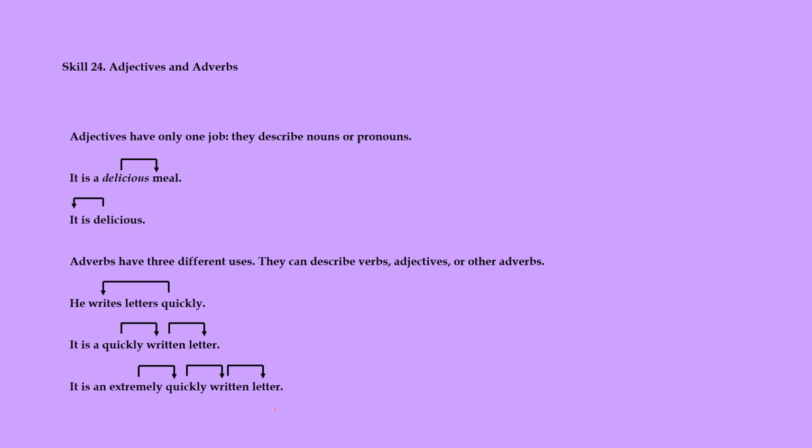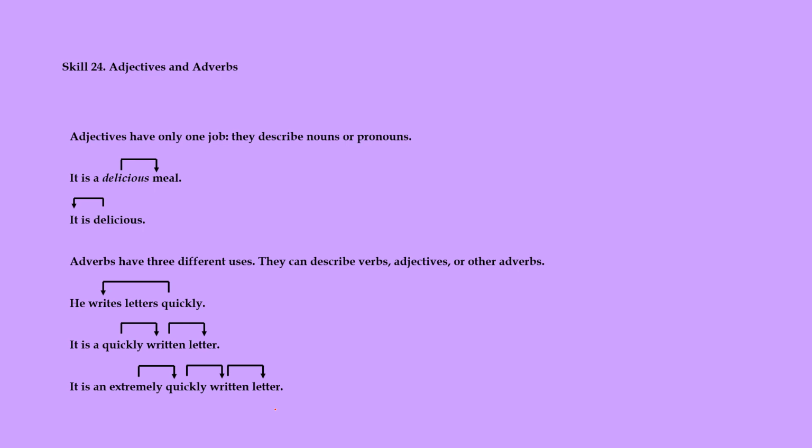For the second example, it is delicious. Delicious is an adjective describing it. It is a pronoun. So an adjective describes the pronoun it. Now we come to the next. Adverbs have three different uses. They can describe verbs, adjectives, or other adverbs. Adverbs, remember, have three different uses: describing verbs, describing adjectives, and describing other adverbs.